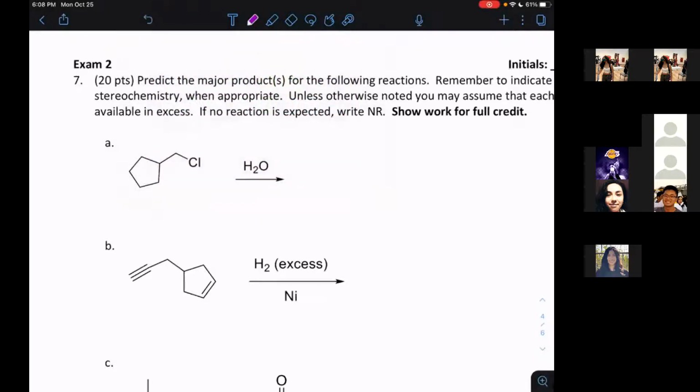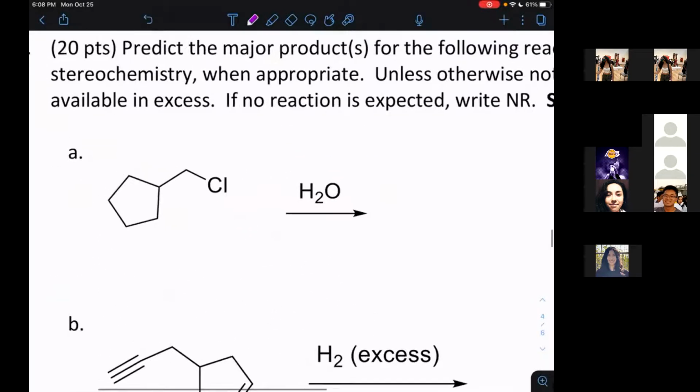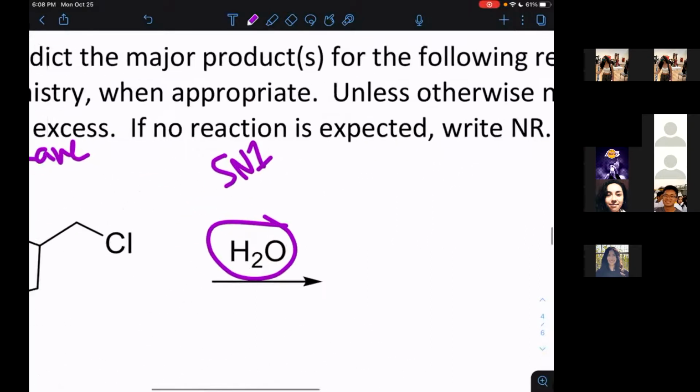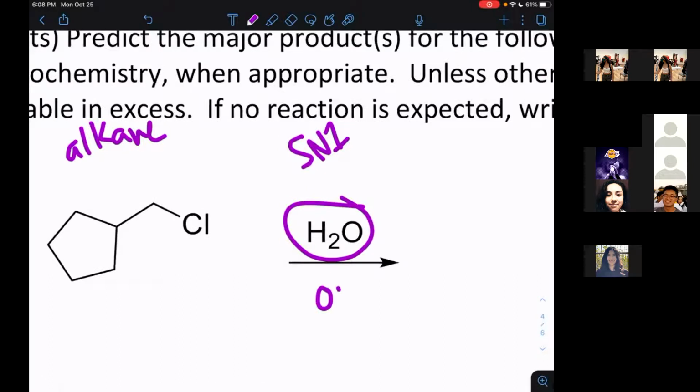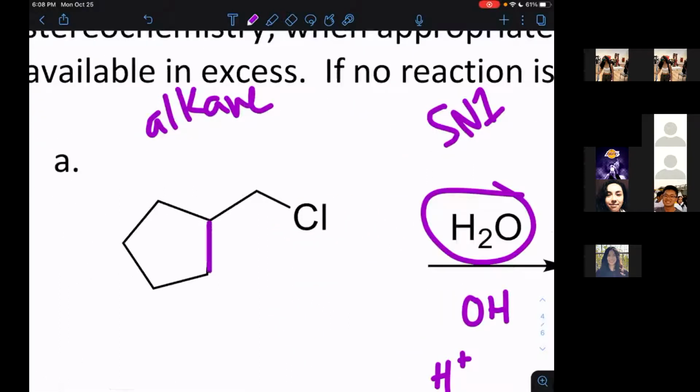Okay, cool. So for this first one, it's an alkane, first of all. So this one's not going to be hydration or anything like that. This one is one of the major solvents for SN1. Even though that doesn't matter, because SN1 just replaces it with the OH. It's going to end up being OH, and then it'll lose a proton. So it's going to be the same thing.